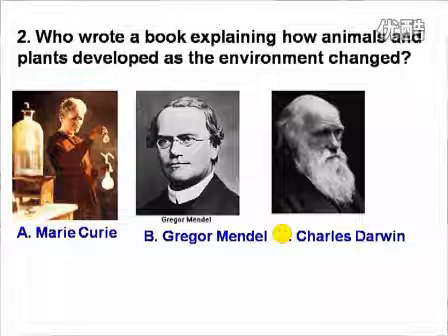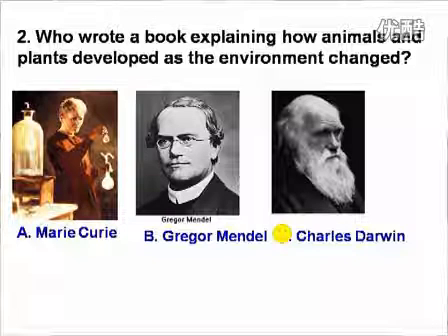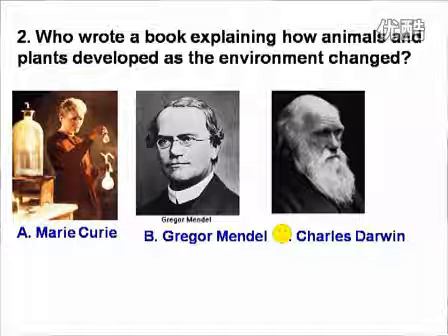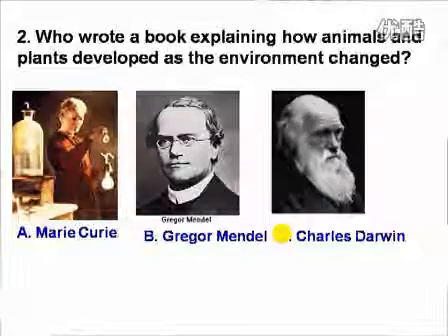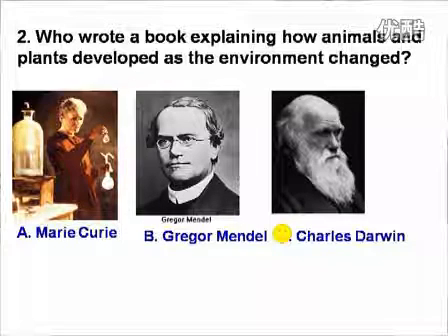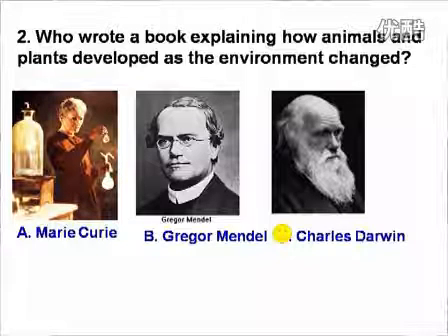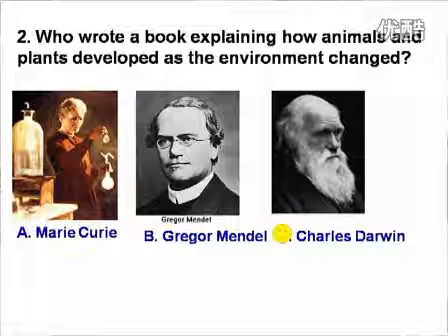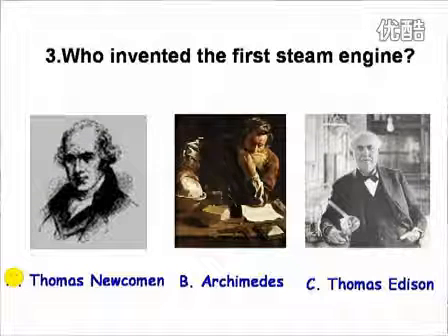Okay, next, who wrote a book explaining how animals and plants develop as the environment changed? 那么 you better pay attention to this word as. 随着环境的变化，那么谁写了一本关于那么解释动物和植物随着环境的变化而不断发展的呢？谁写了这本书？Okay, now first, Madame Curie. Now second, George Mendel. Now C, Charles Darwin. Okay, of course we know it is Charles Darwin. Okay, Darwin. Yes.